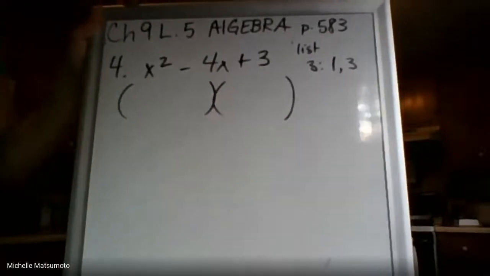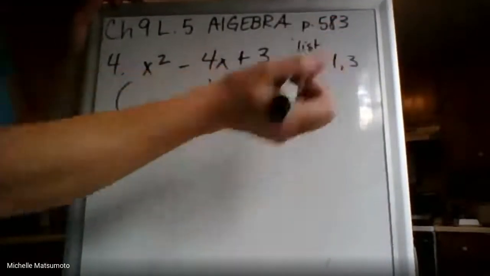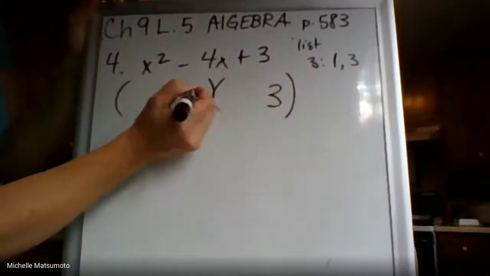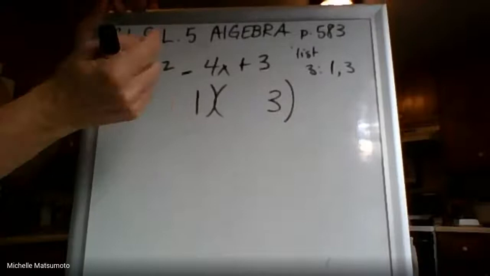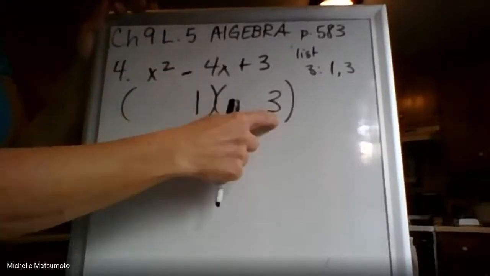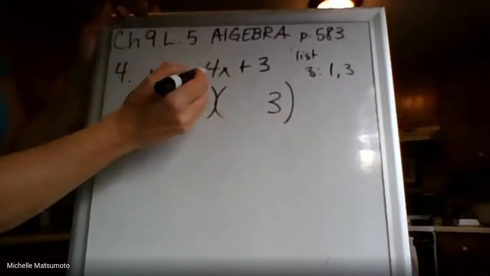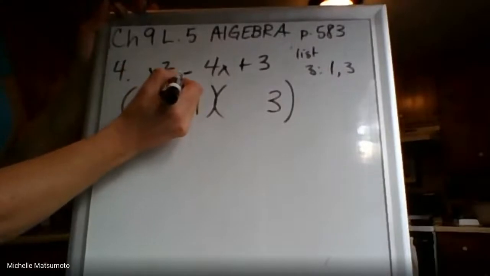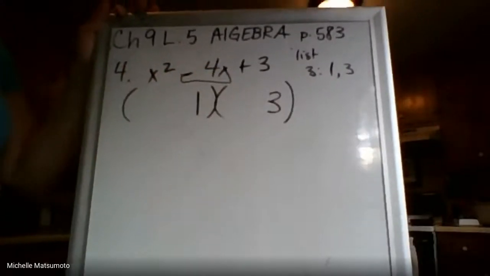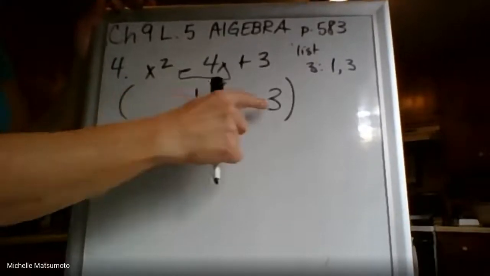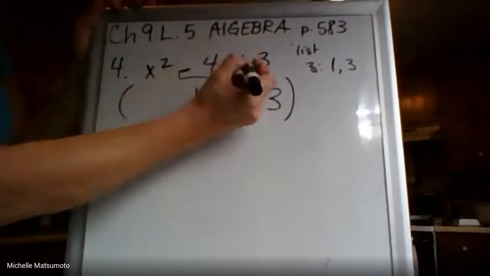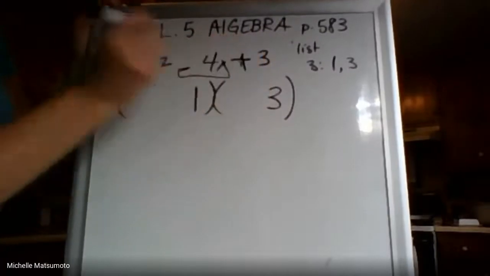Okay, so again, that's easy. There's only one set of factors. So I'm going to put 3 here and 1 here. And this time, I want these numbers to equal this 4, but it's got to be a negative 4. So I've got to figure out, and then when I multiply these two numbers together, it's got to give me a positive 3.